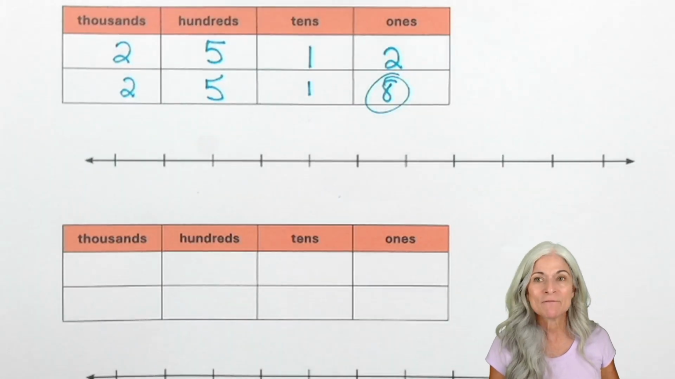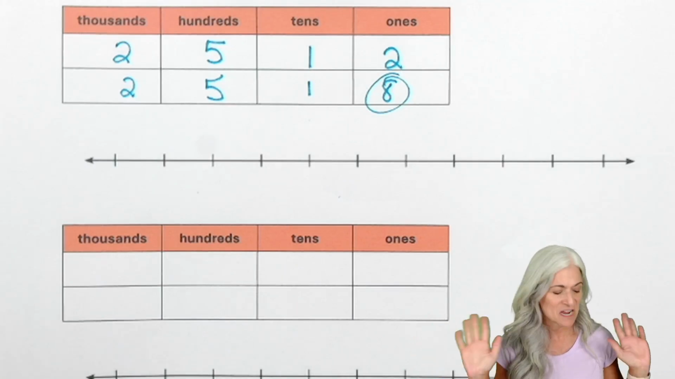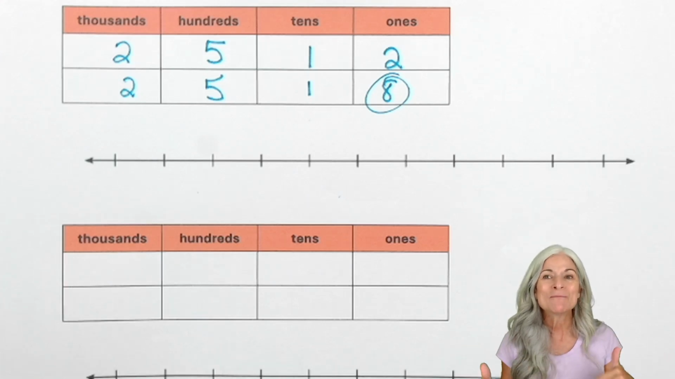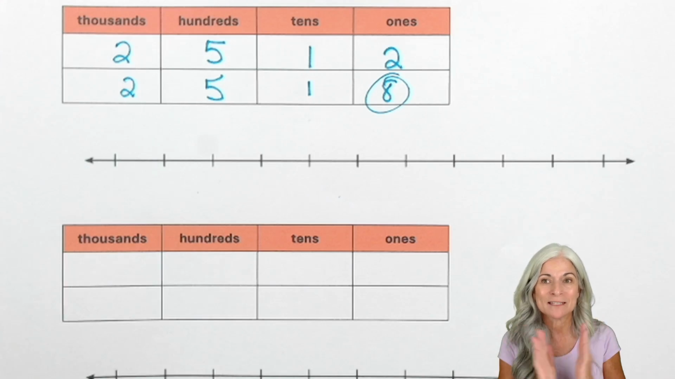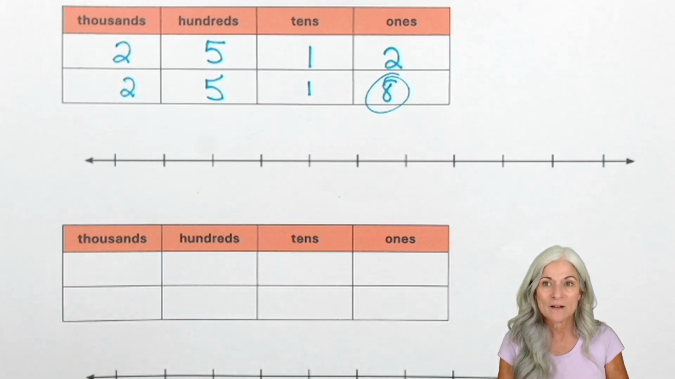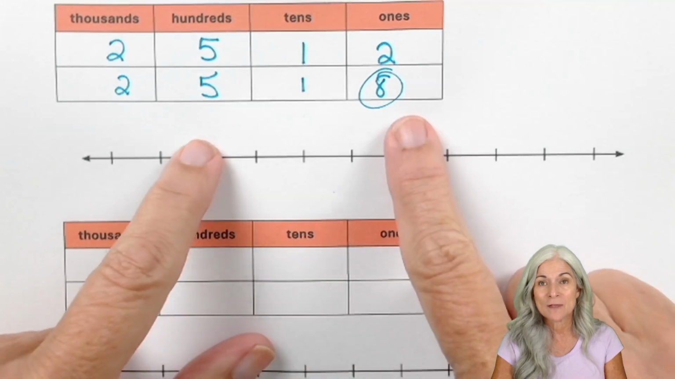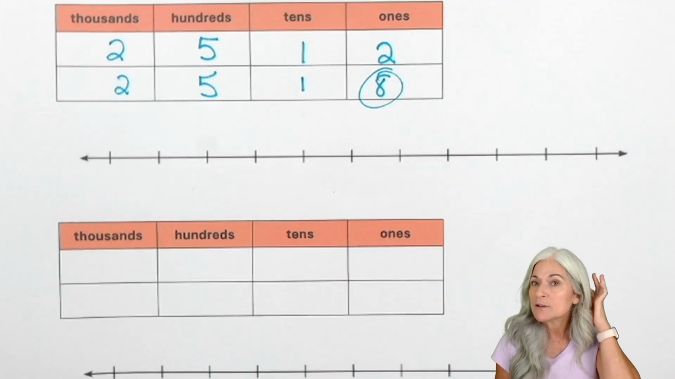Now I have a number line. Even if your students have got it, they know place value, they can easily say which one is greater, still have them practice putting it on a number line, because I'm promising you that is going to provide so much foundation and support for later math grades. Okay, because now we're really thinking about that spatial reasoning, because I've got 2,512, 2,518.